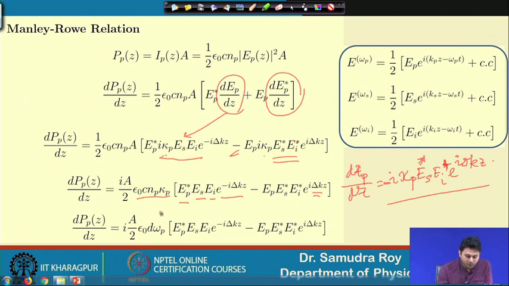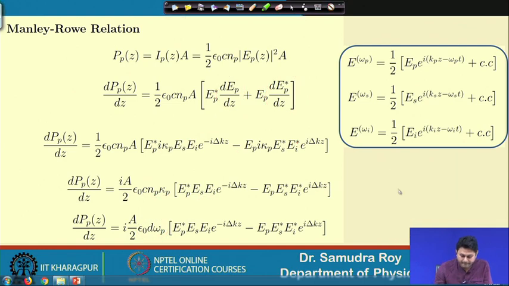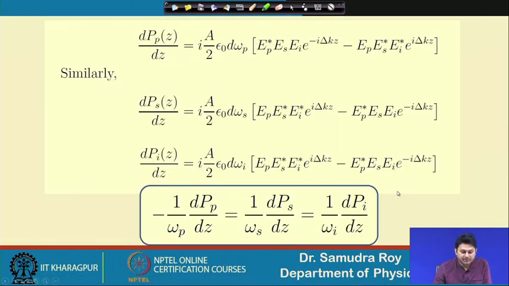Further, I can simplify. This epsilon 0 c n p kappa p can be simplified to epsilon 0 d omega p. Why? Because epsilon 0 c n p multiplied by kappa p, and kappa p was simply d of omega p divided by n p c. So, this n p c will cancel out, and we will have d of omega p, which is here. Next, we will have this form.